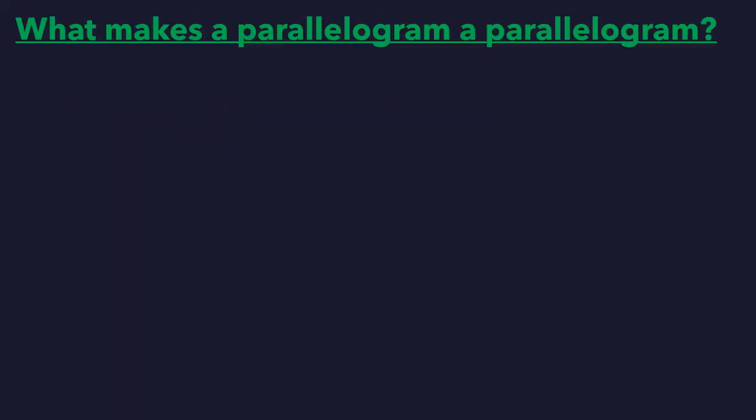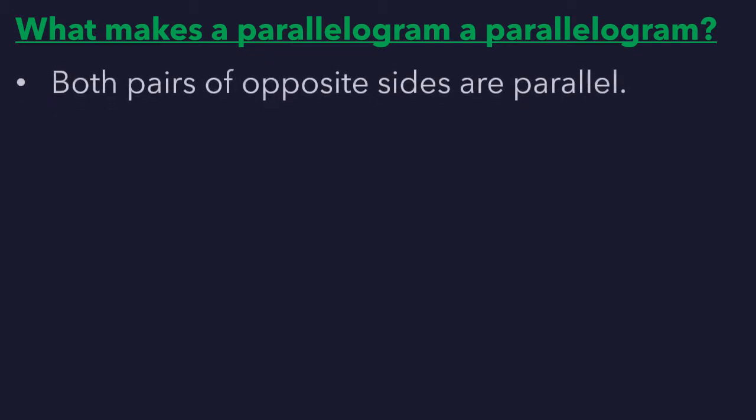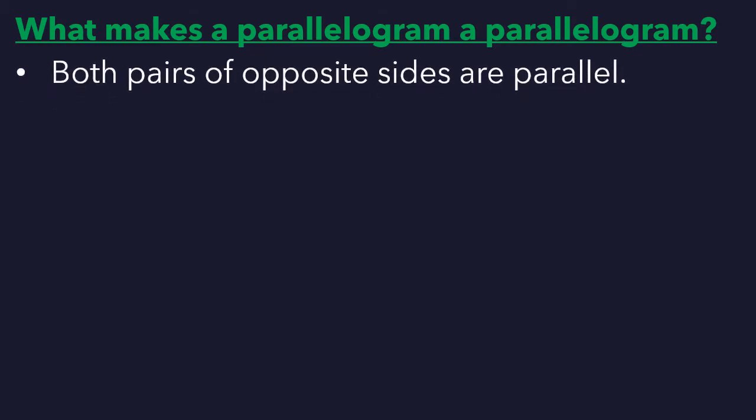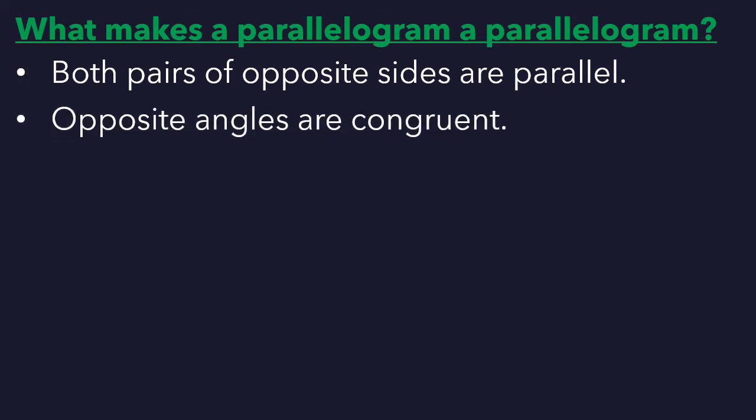So let's just do a quick review. What actually makes a quadrilateral a parallelogram? You do not need to write this down. You wrote it in yesterday's notes, so just follow along with me for a second and listen to my fast talking. A quadrilateral is a parallelogram if both pairs of opposite sides are parallel. If opposite angles are congruent, you have a parallelogram, and that is both pairs of opposite angles.